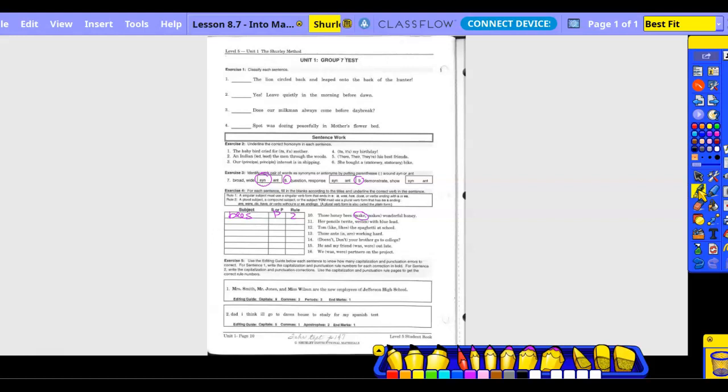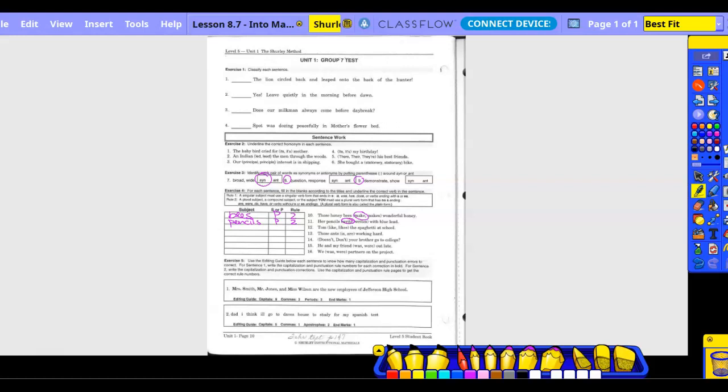Okay. Her pencils blank with blue lead. So what is our subject? Pencils. Singular or plural? Plural. So rule number 2. So we pick something without an s. So her pencils write with blue lead.